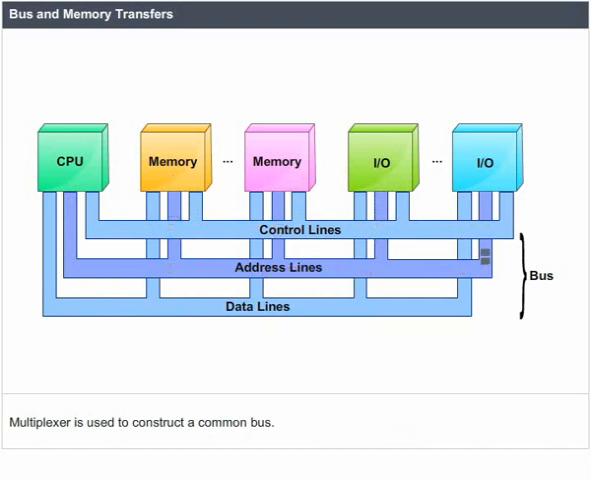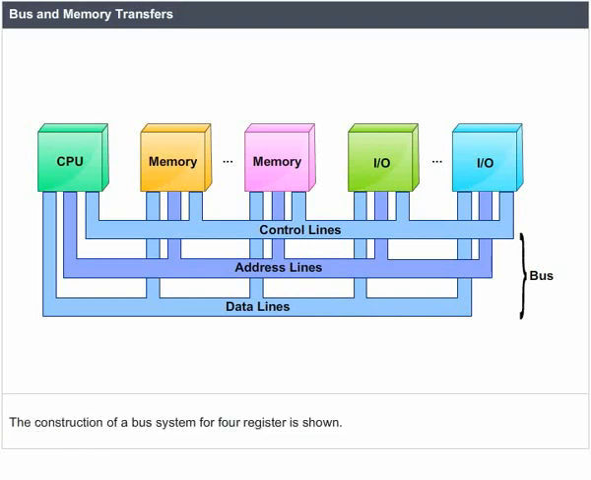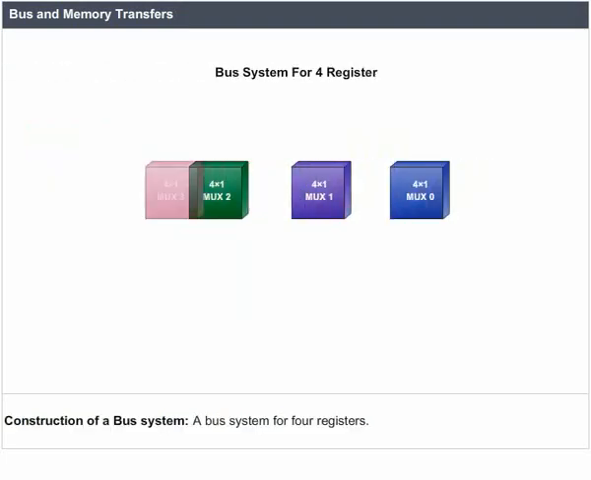A multiplexer is used to construct a common bus. Multiplexers select the source register, whose binary information is then placed on the bus. The select lines are connected to the selection inputs of the multiplexers and choose the bits of one register. The construction of a bus system for 4 registers is shown. Construction of a bus system. A bus system for 4 registers.